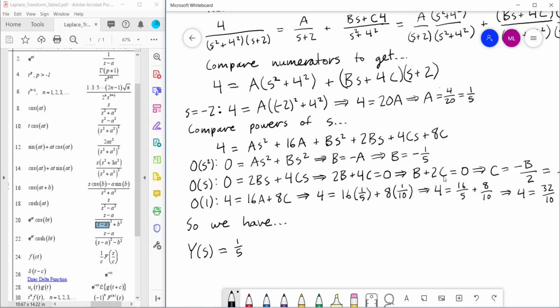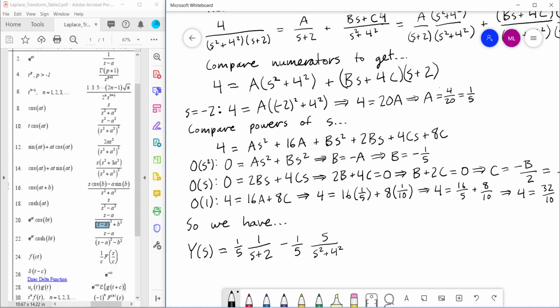I'm going to write this as 1/5 times 1 over s plus 2. So that's this term. Then I'm going to do the s over s squared plus 4 term, which was multiplied by b, and b was -1/5. So I'm going to write -1/5 of s over s squared plus 4 squared. So that's taking care of the b portion.